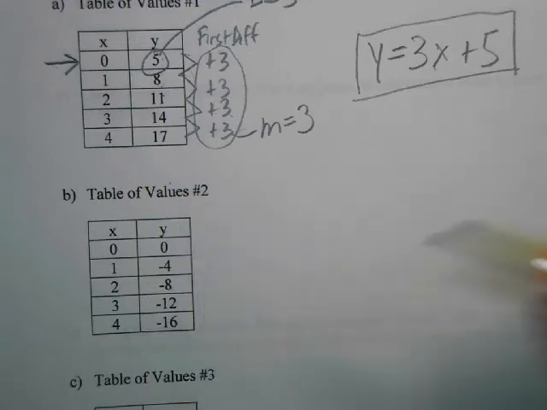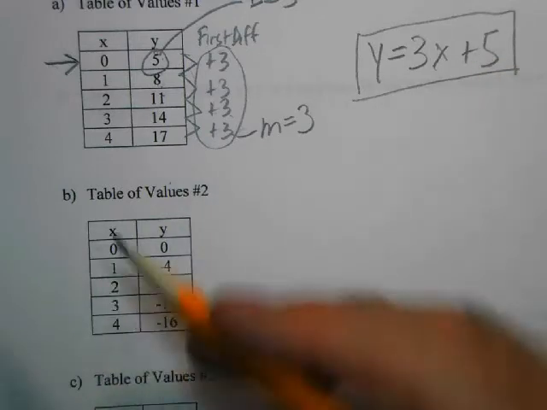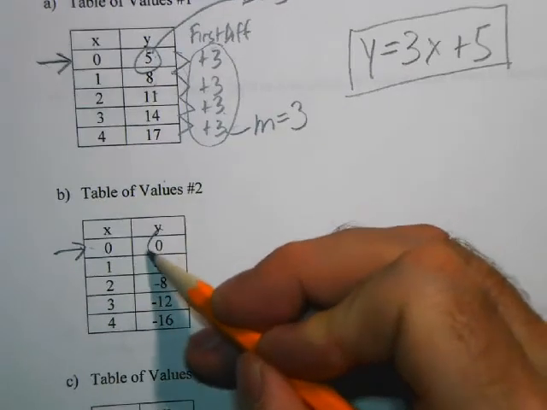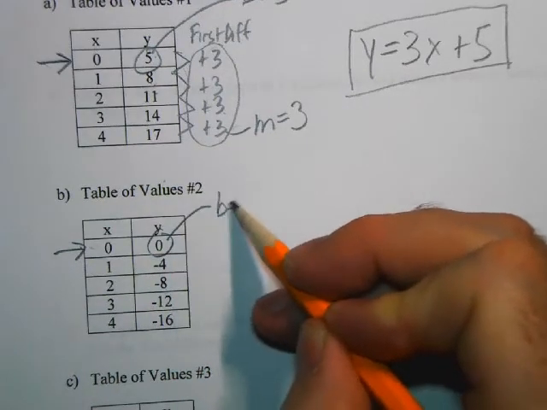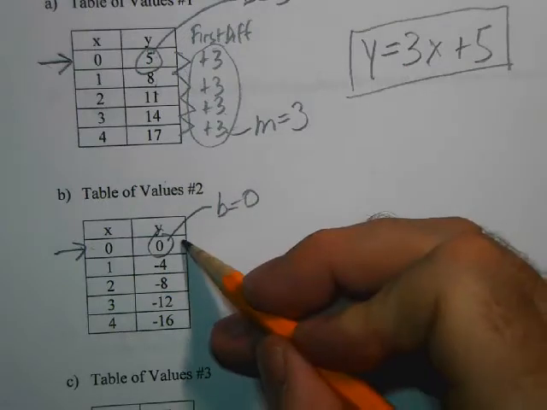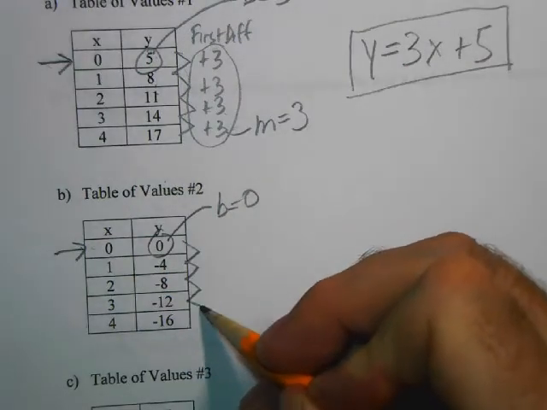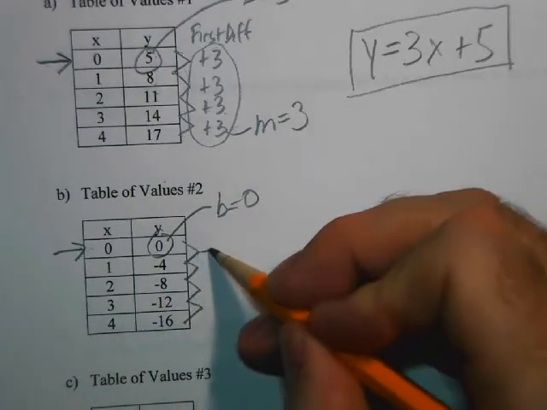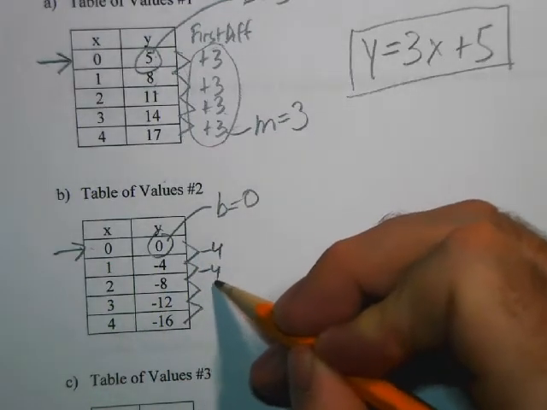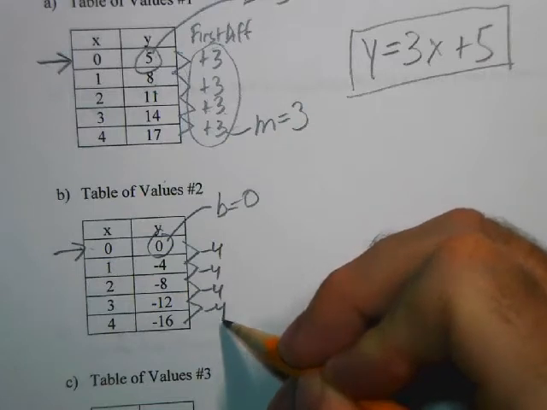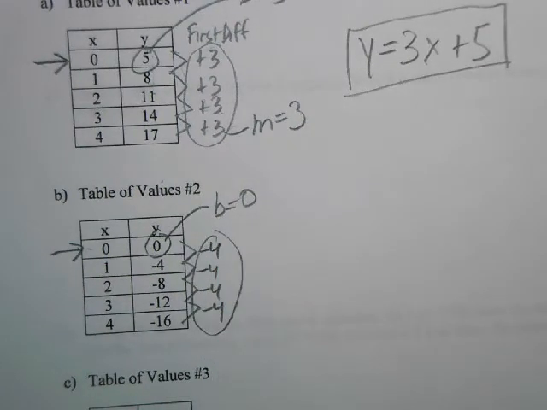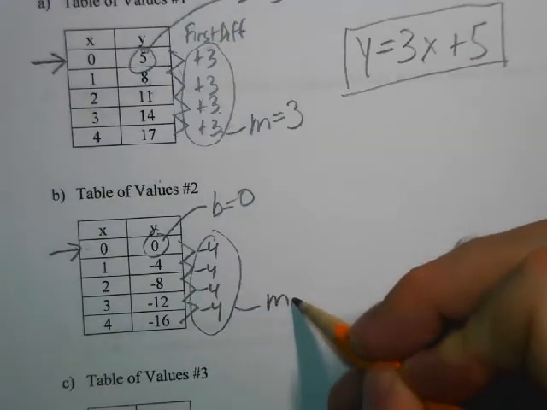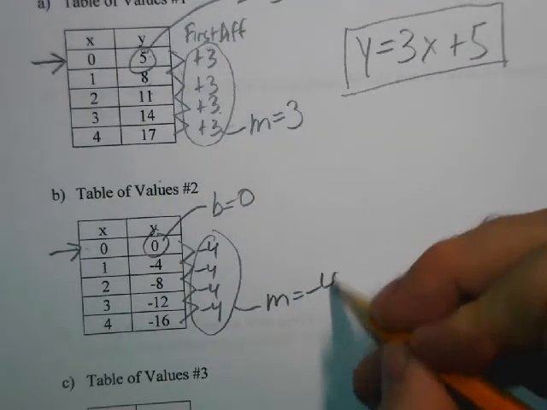So now that we know how to find the y-intercept, we could actually find that first, right? So there's the y-intercept. So that tells us that b equals 0. And now we can do the first differences. We went from 0 to negative 4, so that's a decrease of 4, etc. So those should be and are all the same value. That tells us that the slope, or the m value, is negative 4.